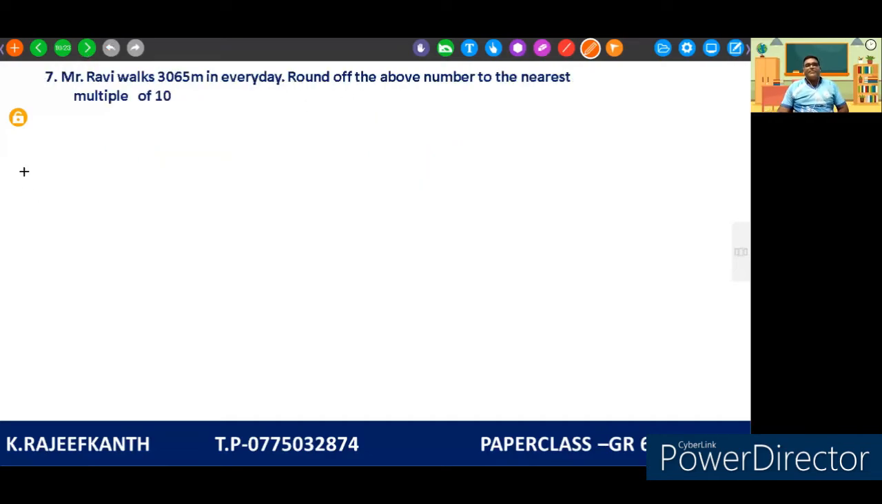Then the 7th one. Mr. Ravi walks 3065 meters every day. Round off the above number to the nearest multiple of 10. You know the rounding off. So you have to round off this 3065 to the nearest multiple of 10. So you can do it within 10 seconds.